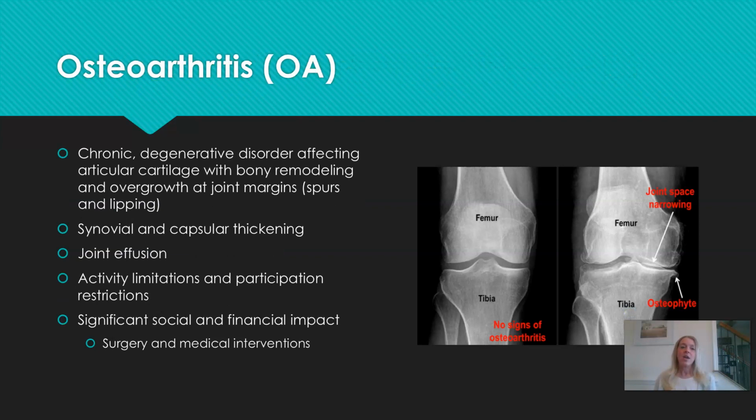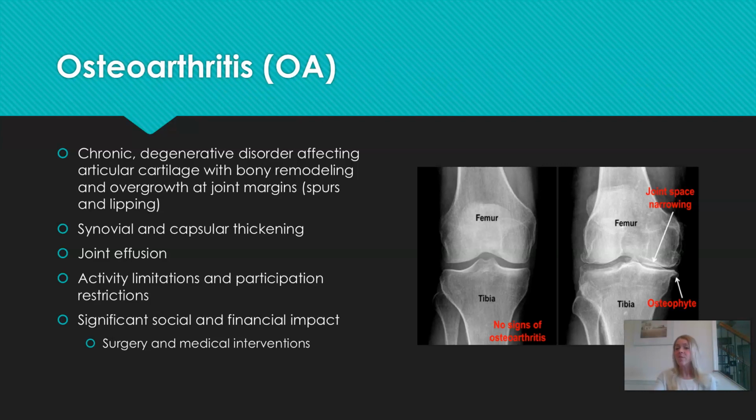Osteoarthritis is a chronic degenerative disorder which affects the articular cartilage, wears it away, and we have overgrowth at the joint margin. So this is where we have those osteophytes or bone spurs that start to occur. You'll see some synovial and capsular thickening, joint effusion. So there it's going to look similar to RA. The two will present similarly. Also see activity limitations, participation restrictions.